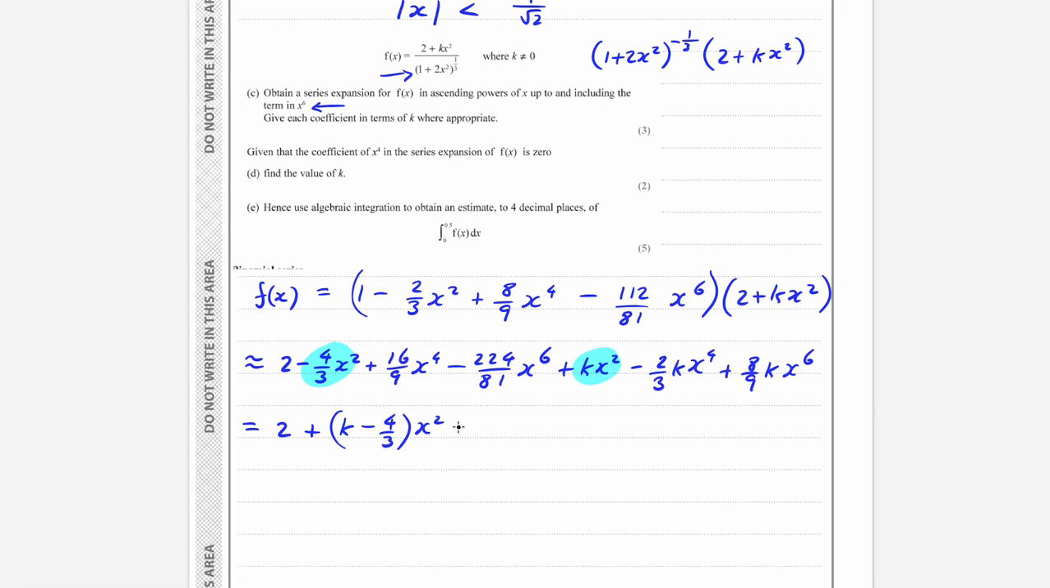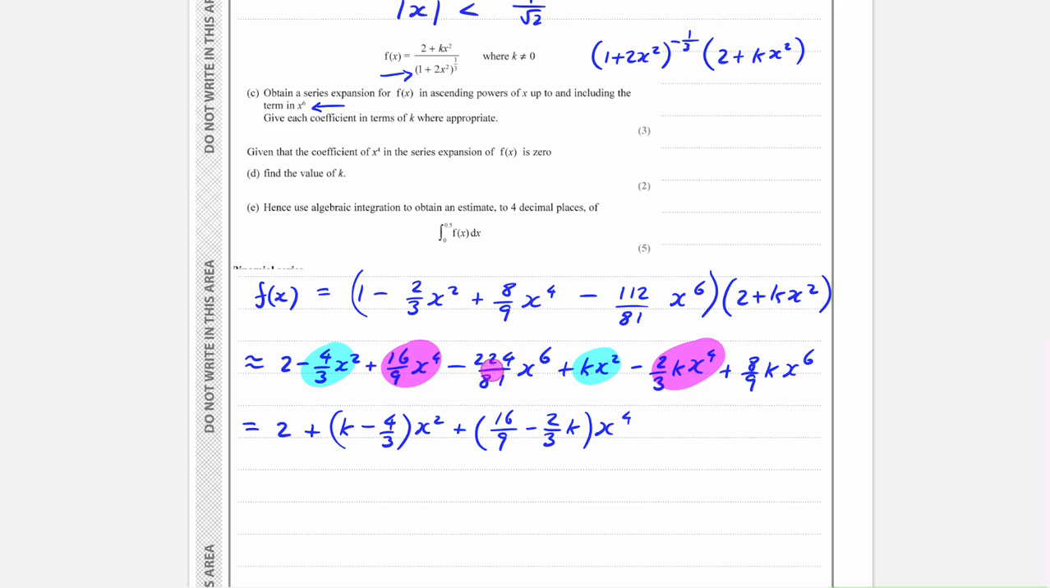So I've just joined the k and the minus 4 over 3 together. Then I'll do the x to the 4 terms. That will give me the same kind of thing here. I'm going to do 16 over 9 minus the 2/3 k, this guy, x to the 4. Okay, so just to clarify, that's him with him.